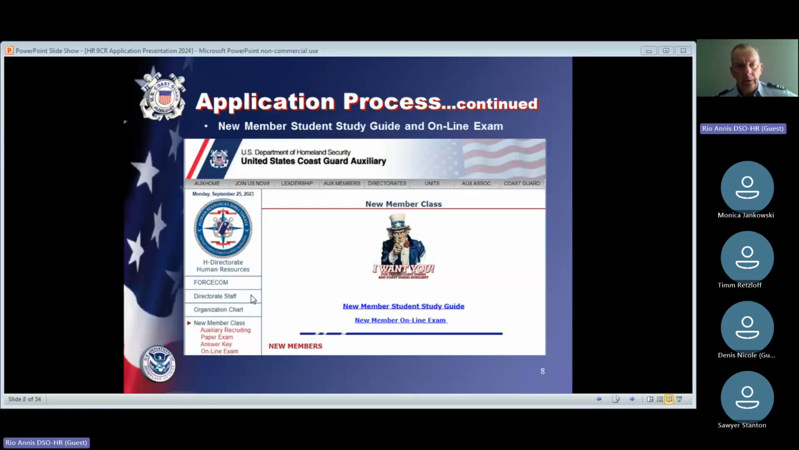This is under the H Directorate site, and if you go under the new member class, this is the page that you'll see, and where you can see in the middle there it says new member study guide and new member online exam. Click on either of those 2 links and it'll open up to the information.